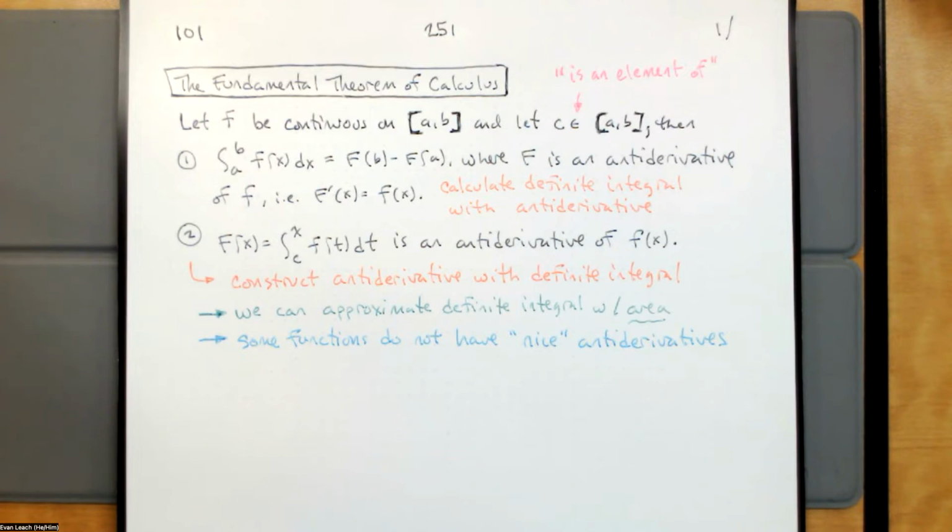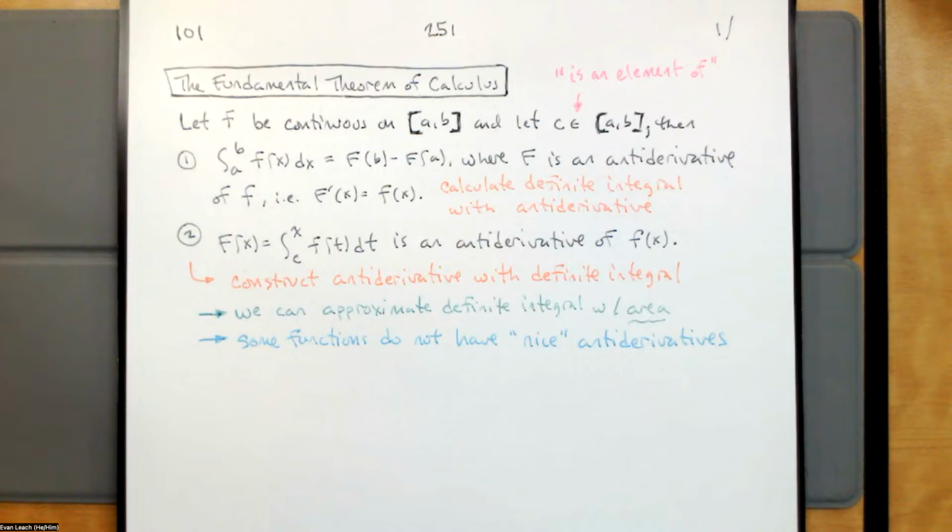The first part has to do with definite integrals. The first part says that you can calculate a definite integral with an antiderivative. The definite integral from A to B of f of x dx is capital F at B minus capital F at A, where capital F is an antiderivative of little f. That is, capital F prime equals little f. Once again, what we're doing is calculating a definite integral with an antiderivative. That's the first part of our fundamental theorem.